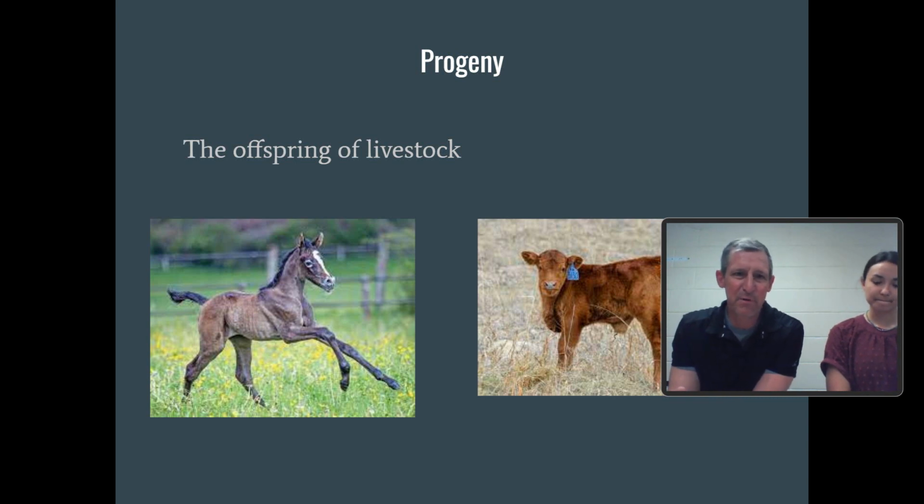This is the offspring of livestock. So anytime there's a baby produced, it's listed as a term called progeny. Pretty simple.